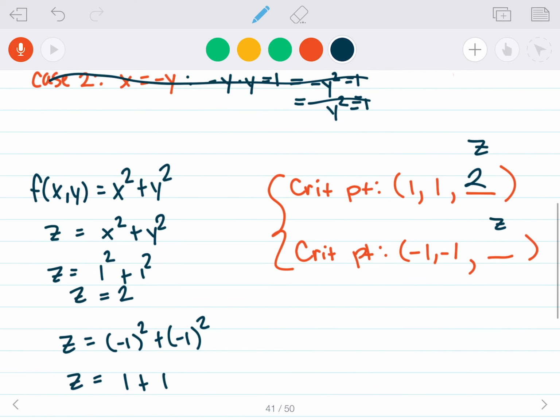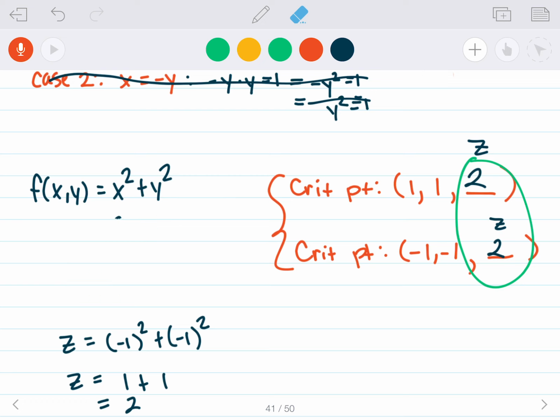So we get 1 plus 1 equals 2. Okay, so it turns out that we get the same either max or min. So this is either going to be a max or a min, both of these points, because they have the same z value. So it's either going to be the highest point or the lowest point, but we need to figure out which one's which.